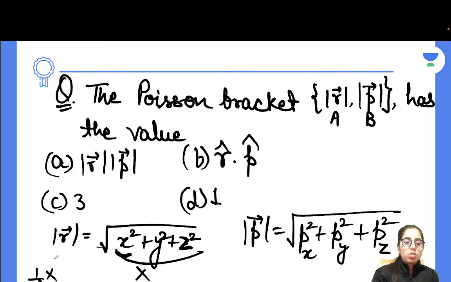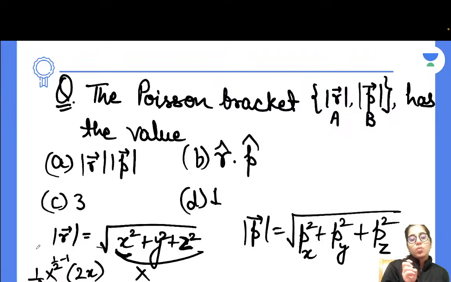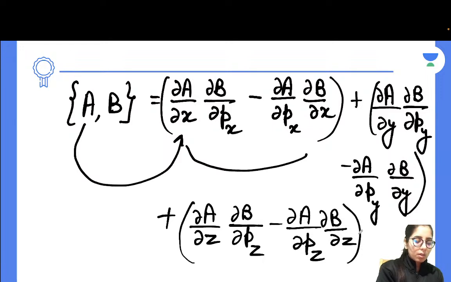Okay, n minus 1 means half minus 1. Then the inner part differentiation once again, that is 2x. So that's going to be the square root of the term which is within, x squared plus y squared plus z squared, to the power minus half, and 2x. The 2 you can cancel out. Same way for y, same way for z differentiation, and px, py, pz. You will just be writing all these terms.